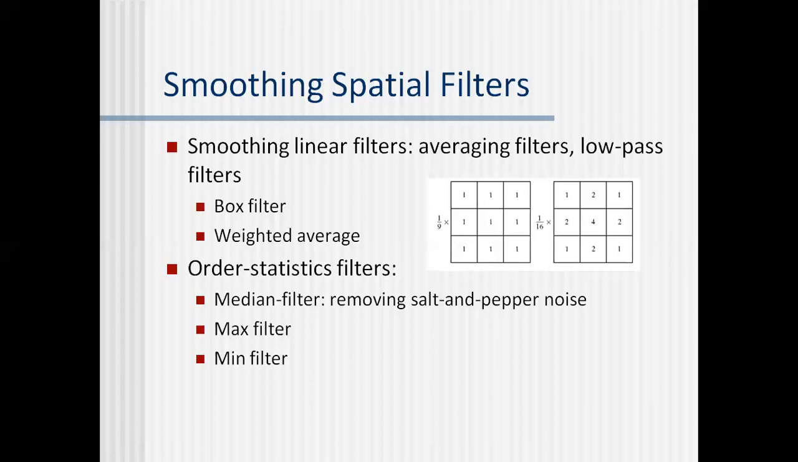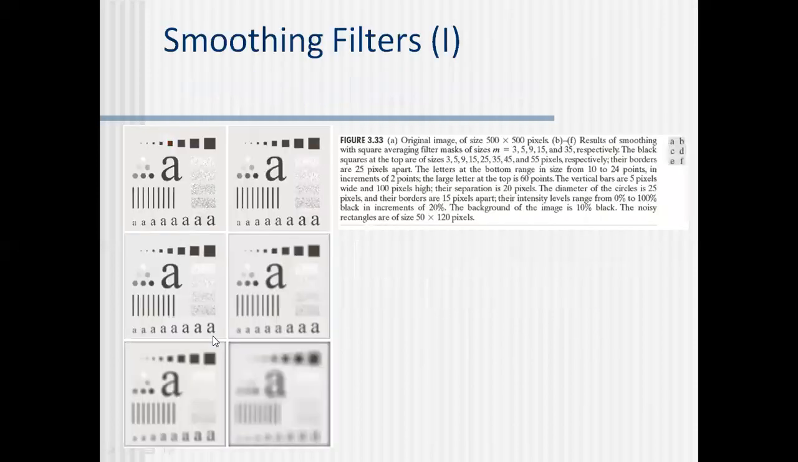In order statistic filters, we have the median filter, which removes salt and pepper noise. So the purpose is salt and pepper noise removal. Next, the maximum filter and minimum filter. Now, the smoothing process goes like this, from high contrast to low contrast bit by bit. When the size is 3, 5, 9, 15, 25, and so on, it continuously smooths up to the end. This is one of the examples.